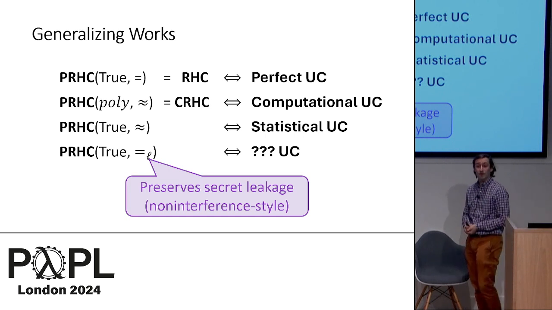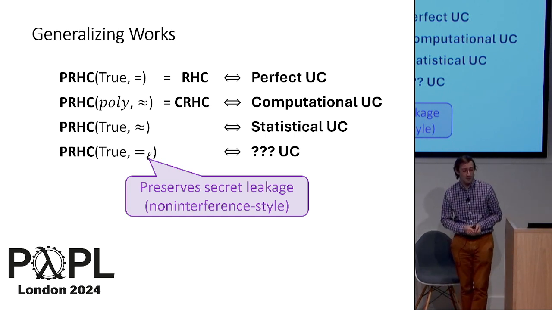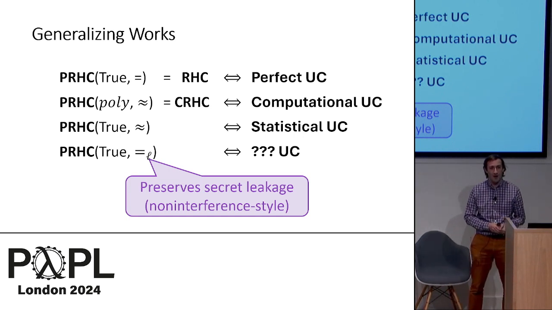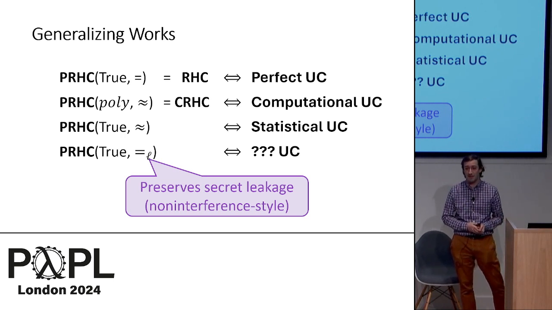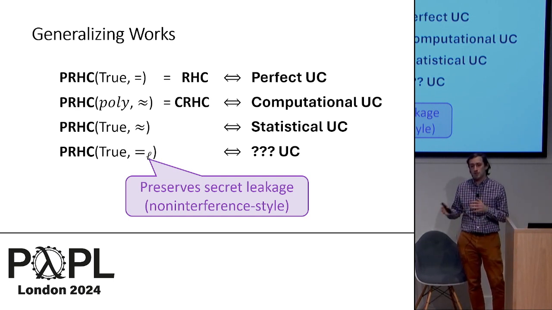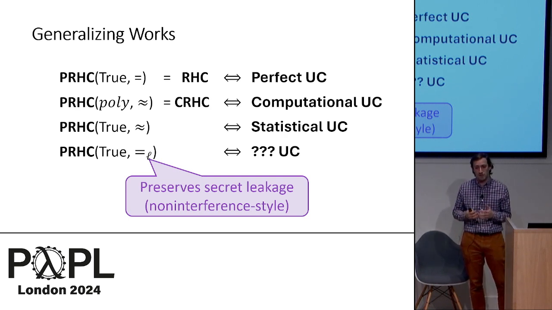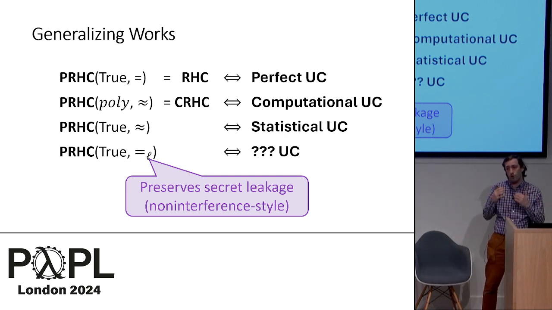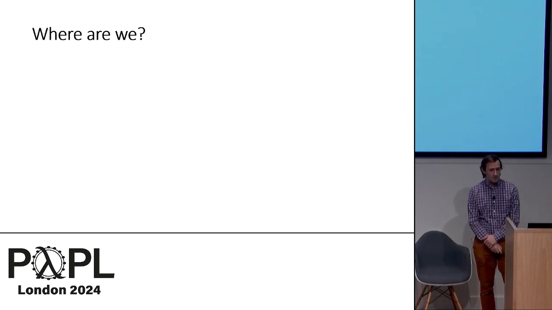I have no idea what kind of UC security this corresponds to. I would be shocked if it corresponded to anything that's already in the literature. But the thing that's really neat here is that this work gives us the language we need to start talking about that, to start investigating it, and to really make these connections more broad and more deep all at the same time. So where are we, right?